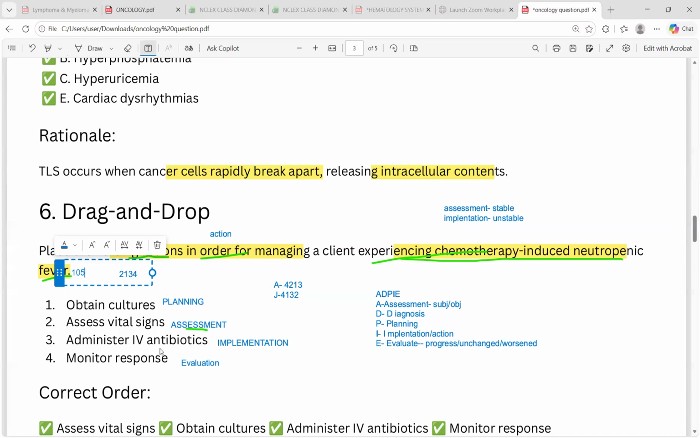So don't get confused with the ADPIE. You should be very thorough: assessment, diagnosis, planning, implementation and evaluation. If it is a stable scenario, assessment will come first, but if it is an unstable scenario, implementation will come first. Any doubt?